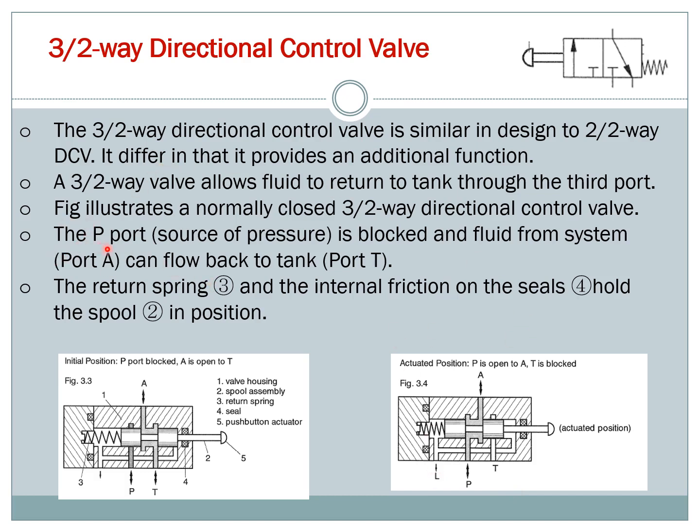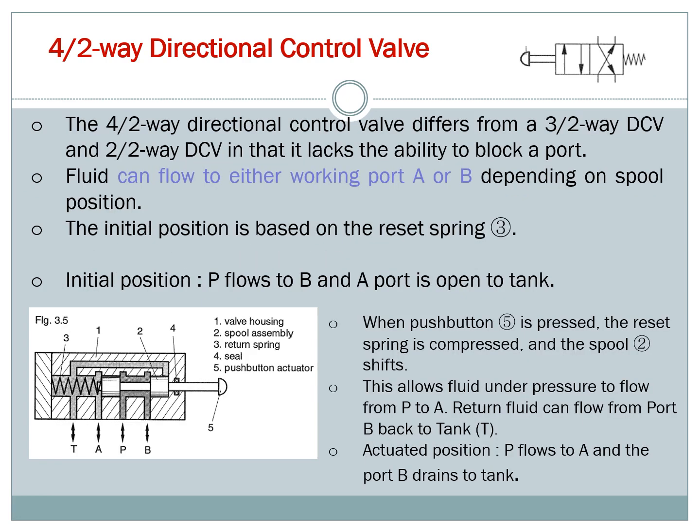Okay, so port P, the source of pressure, is blocked in this initial position. But when you press the push button, you can see there's a connection between port P and port A. Okay, that is on the 3/2 direction control valve.